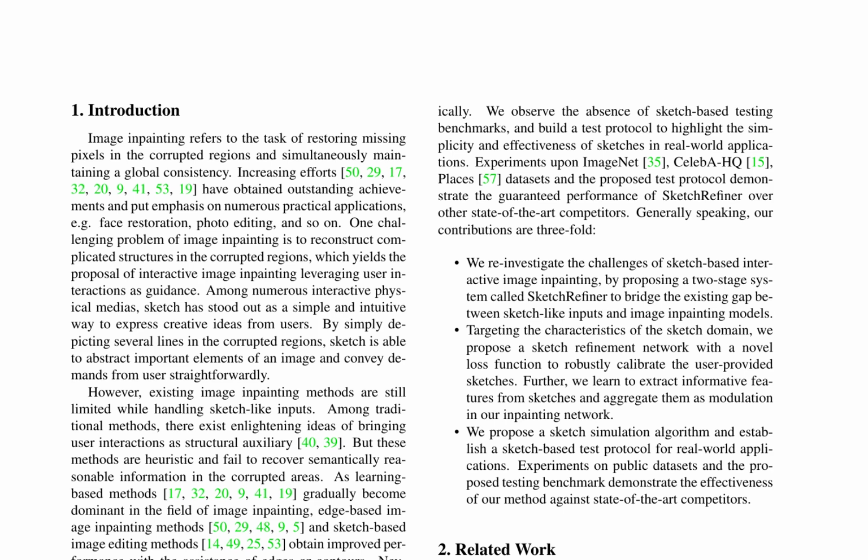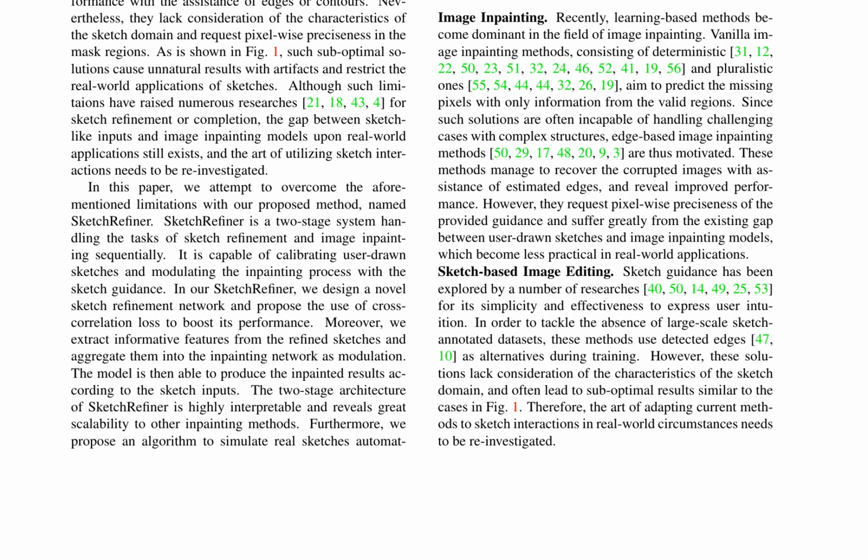To address these limitations, we propose SketchRefiner, a two-stage system consisting of sketch refinement and image inpainting. This approach bridges the gap between sketch-like inputs and image models. The novel sketch refinement network utilizes a cross-correlation loss function to enhance its performance, extracting informative features from refined sketches and aggregating them into the inpainting network as modulation. This allows the model to produce results according to the sketch inputs.